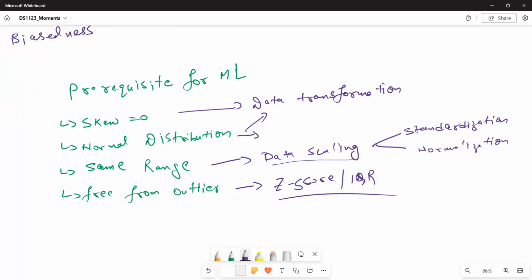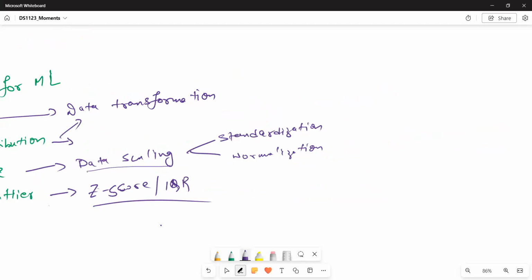So in standardization, what happens? The resulting data has the mean of 0 and the variance of 1, or you can say standard deviation of 1. In normalization, what happens is data points are present in the range of 0 to 1. Okay, so this will be present from negative infinity to positive infinity. I think I missed out. This will be present from negative to positive infinity, but all the values will be equally scaled.